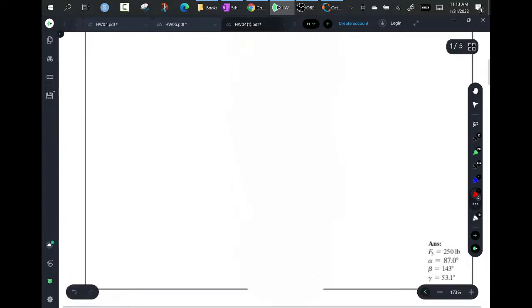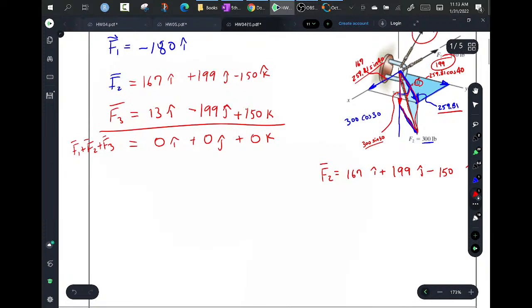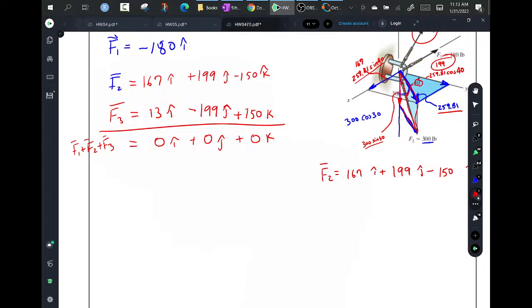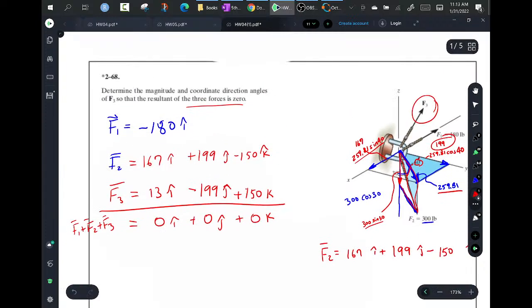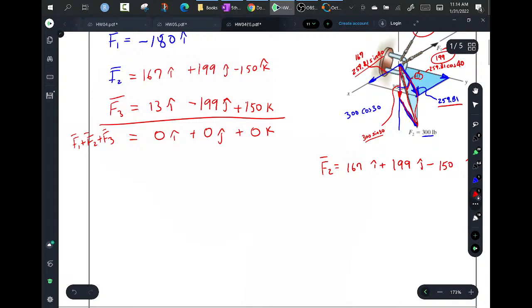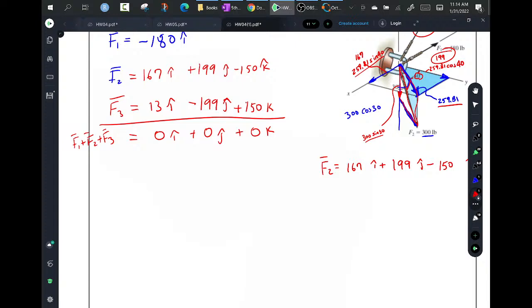Now, how do you find the angles? Well, that's actually pretty simple. If you have any vector, which the vector he's interested in, I guess, to determine the magnitude of F3 so that the resulting force is 0. So he wants to know the magnitude, which is about the 250, and the coordinate angle directions. So again, what that is, and I'm going to make a half-hearted attempt at doing this. I'm going to try to draw this one.